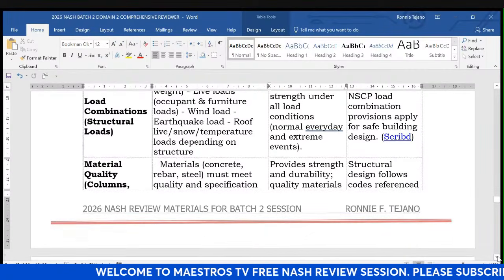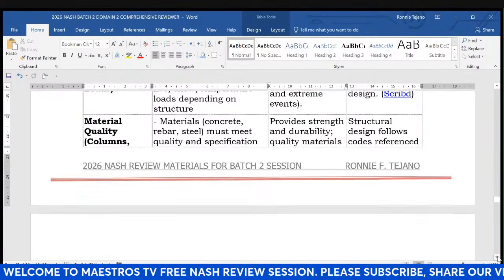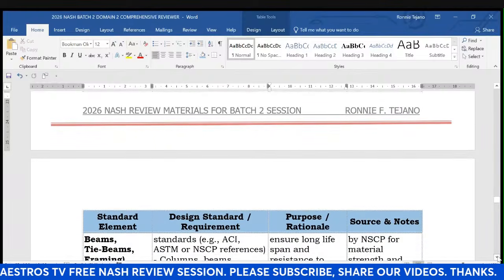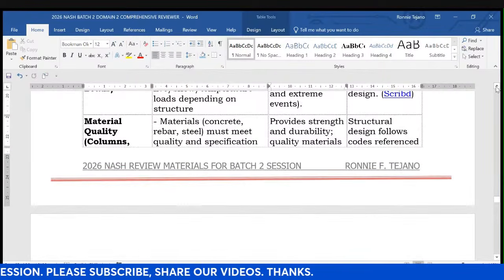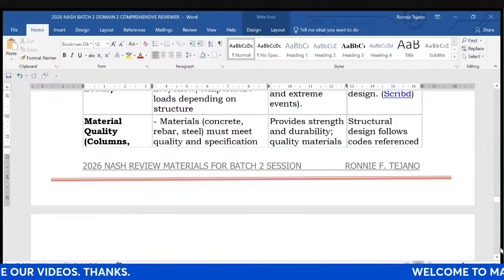On material quality, in terms of the columns and beams. Yan. Consider mo din yan. The concrete, the rebar, the steel must meet quality and specifications. Later on, we'll see.